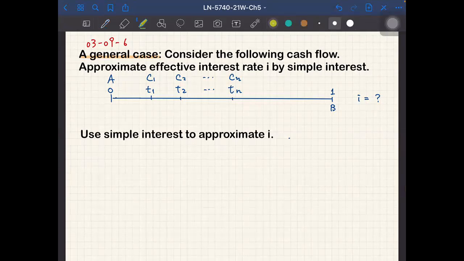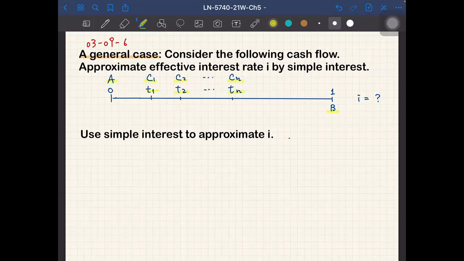Okay, so we have to pay $A at time 0, and receive C1 at time T1, C2 at time T2, and Cn at time Tn. And finally, we get paid back the B dollars. So we want to calculate I.